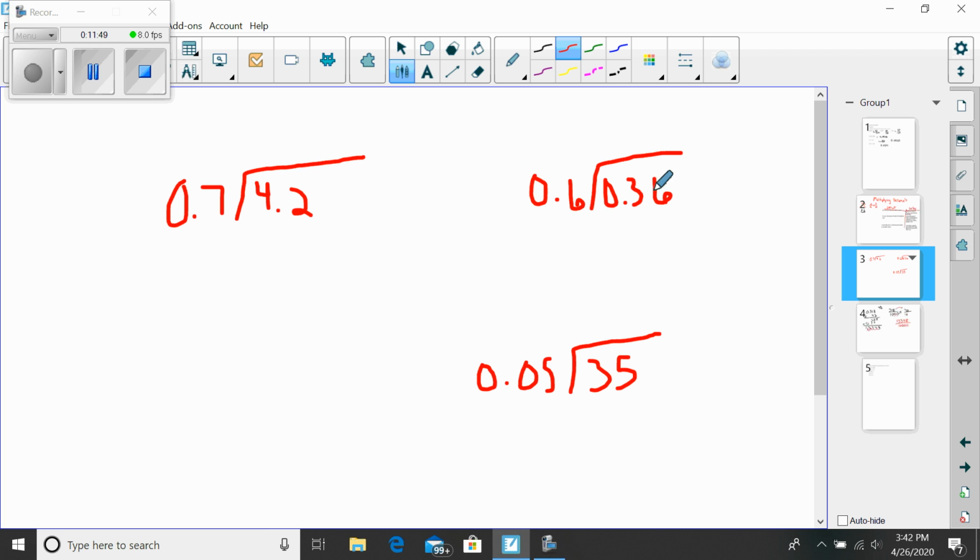Your answer is your quotient. The part underneath is called the dividend. So however many places you move the decimal in the divisor, you move also in the dividend. All right, let's look at why that is true.